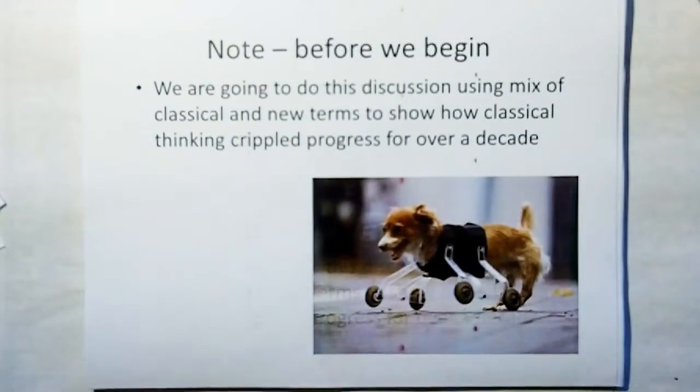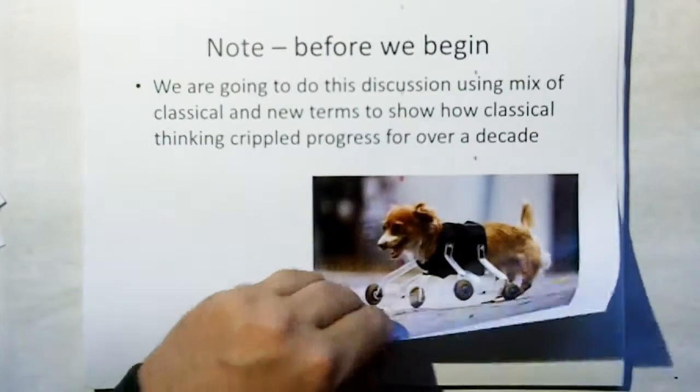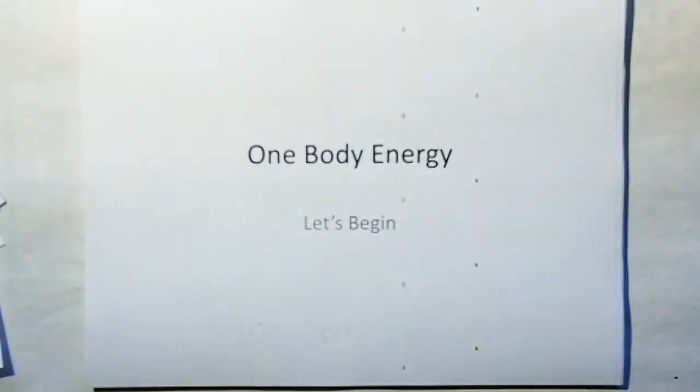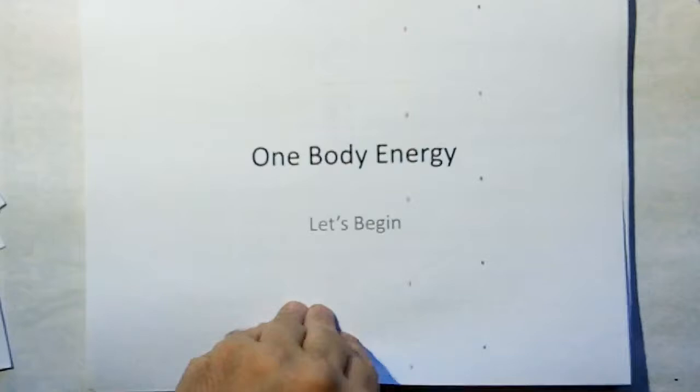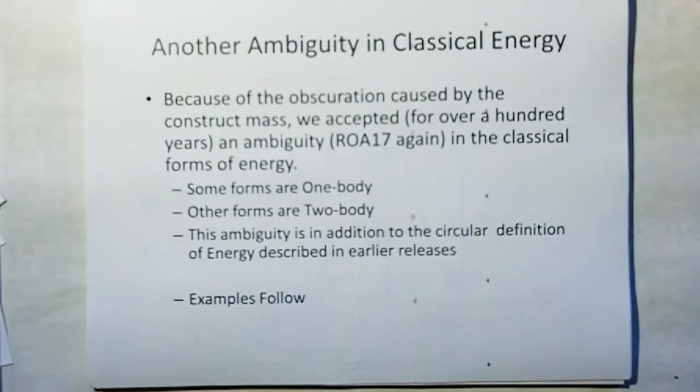Before we begin, we're going to do this discussion using a mix of classical and new terms to show how classical thinking crippled progress for over a decade, or possibly even two decades. So let's get into one-body energy. We begin by talking about the obscuration caused by mass. This obscuration is an ambiguity, and is covered by the rule of acquisition.